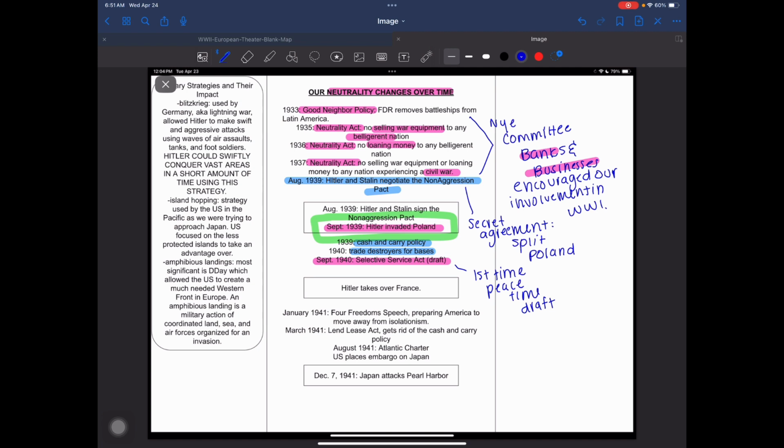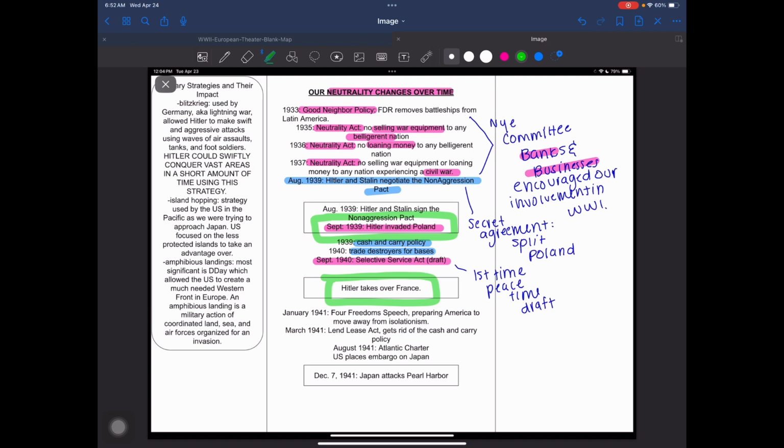So, moving on to a major event that, again, we realize after this event we've got to get more involved. We've got to get less neutral. Hitler takes over France. France was a part of the Allies, and when they fell, the only country standing opposed to Hitler and Mussolini is Britain. So the only person standing against them is Britain, and we cannot let Britain fall.